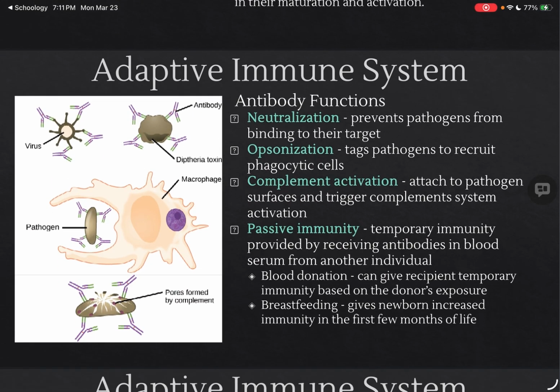Our antibody functions: 1. Neutralization. They prevent pathogens from binding to their target. Opsonization. They tag the pathogens to recruit phagocytic cells. Complement activation. They attach to pathogen surfaces and trigger complement system activation.